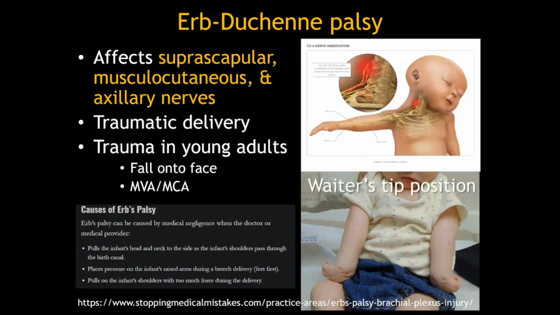Now, this is also commonly seen, unfortunately, in birth trauma, referred to as Erb-Duchenne palsy. When the arm is pulled during delivery, the preferential involvement of the C5 and C6 nerve roots affects the suprascapular, musculocutaneous, and axillary nerve and results in this classic waiter's tip position with the arms internally rotated and the wrists flexed.